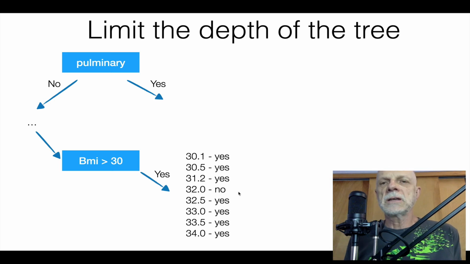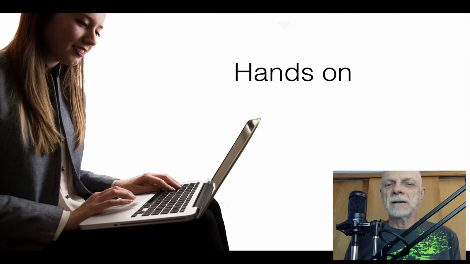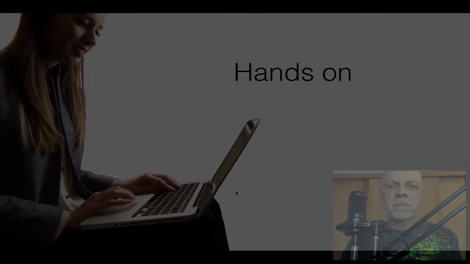So one thing we can do when we're working with decision trees is limit that depth, which I'm not going to talk about in this video, but there'll be more discussion later on. Well, I guess I just did talk about it, but I won't show you how to implement it until the next video. So let's go hands-on.